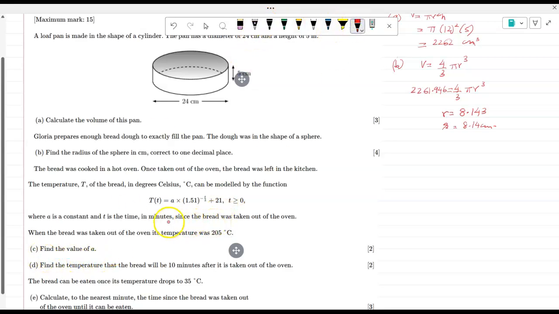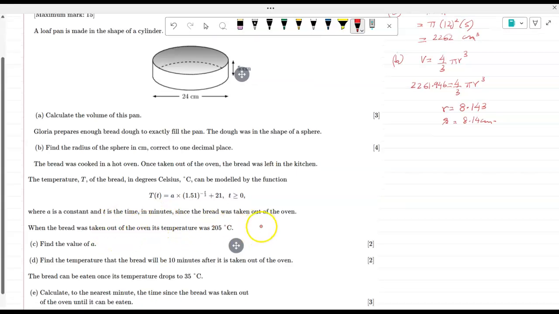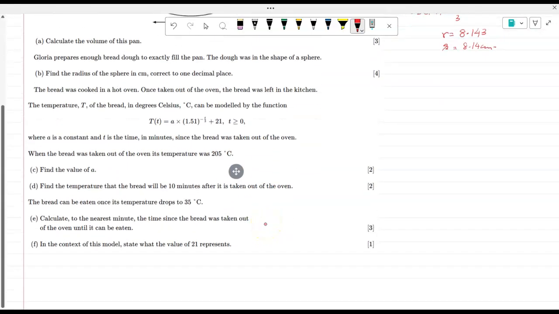What information does this give you? It gives you the time, it gives you the temperature. So basically, this tells you when time is equal to 0, the moment it's taken out, then time is 0. The temperature is 205. So you substitute that. So this 205, I'm putting in this equation.